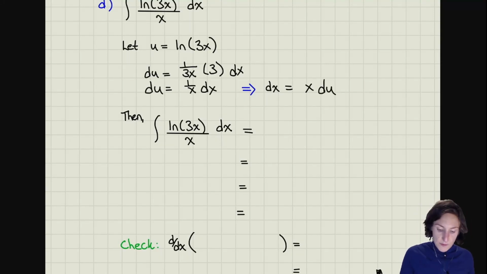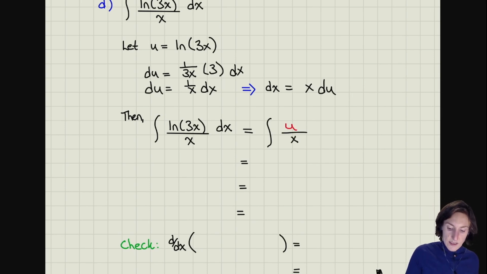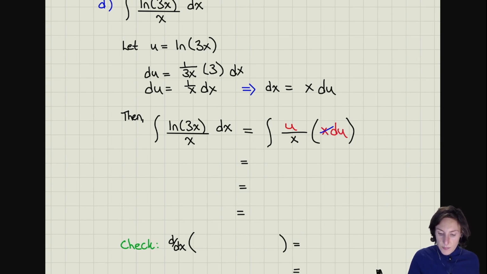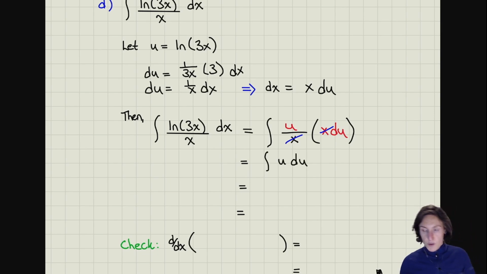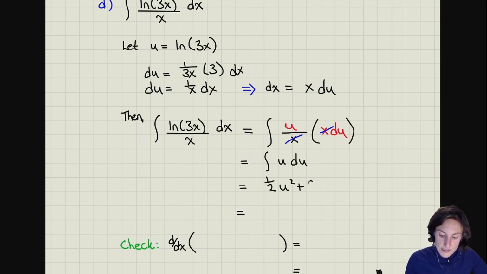Now, let's see what happens if I plug this in. So I'm going to get the integral of, I've replaced the top by a u. Okay, I still have this x here. But now for my dx, I'm going to replace this with x du. And this is great because these x's go away. And now I'm only left with my variable u. And I have the integral of u du. By reverse power rule, this is 1/2 u squared plus c.